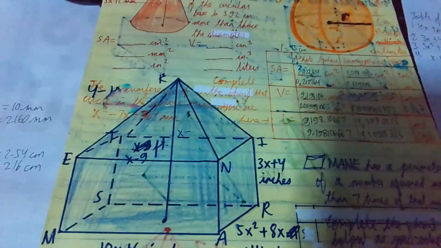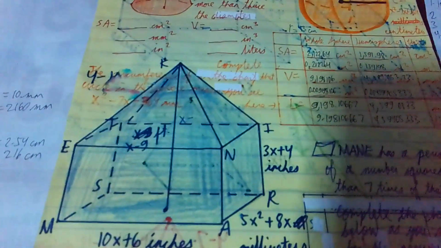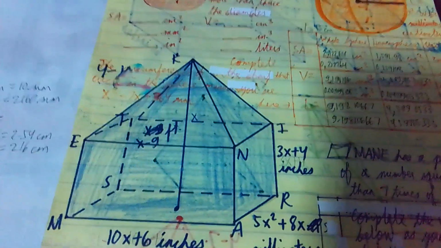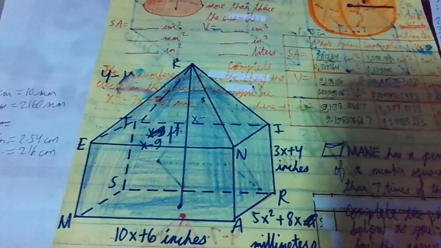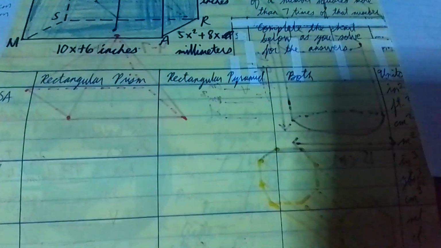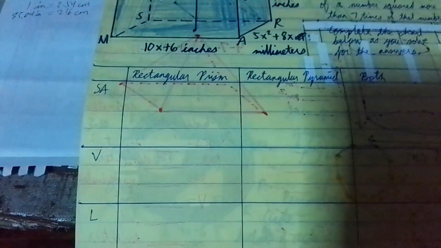Okay, everybody, back to the problem. So, kanina, if you watch my first video of this activity, what we did muna is get the value of x. Now, what we're gonna do is the solving criteria. Solving for the surface area and volume. Now, what we're gonna do is to fill up the chart. Alright? So, let's start with the rectangular prism.